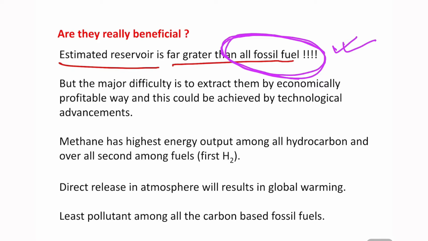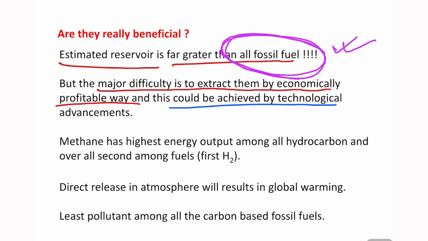But what is the biggest problem in this context? The biggest problem is the major difficulty of extracting them in an economically profitable way, and this could easily be solved by technological improvement, because we know that when there is a profit, technology evolves itself in such a way that the obstacle can be overcome.